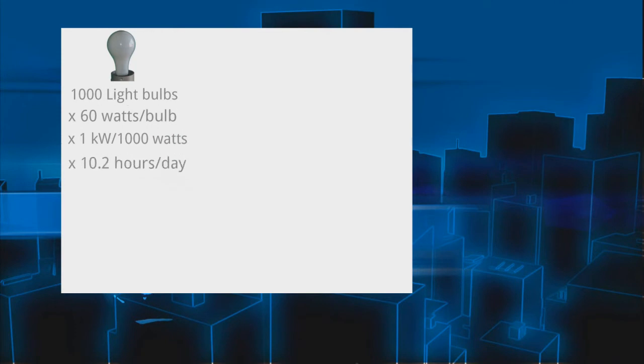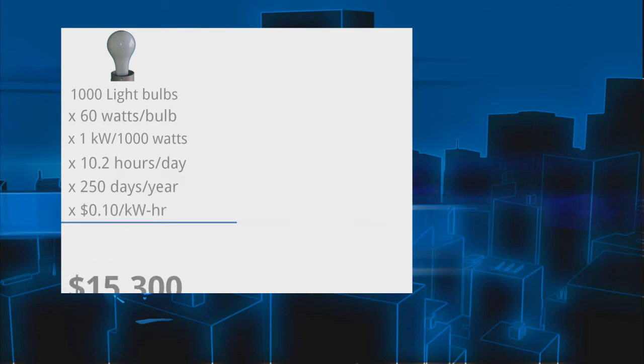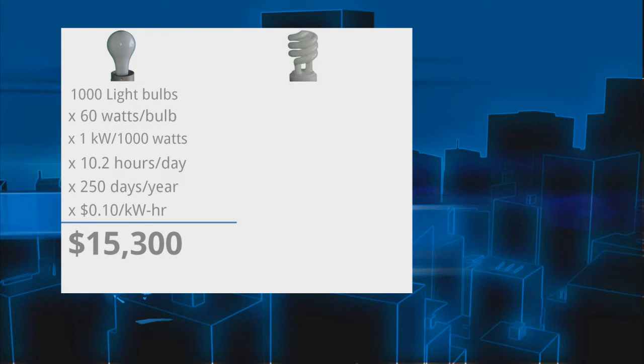We start with the incandescent bulbs. 1,000 light bulbs times 60 watts per bulb times 1 kilowatt per 1,000 watts times 10.2 hours per day times 250 days per year times 10 cents per kilowatt hour equals a whopping $15,300 in cost for the electricity of the light bulbs. If we redo the math using the efficient bulbs, everything's the same except the efficient bulbs use 14 watts per bulb.